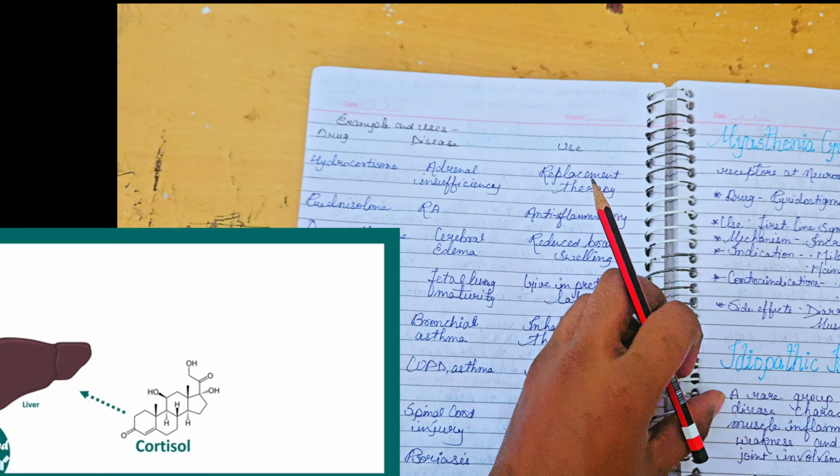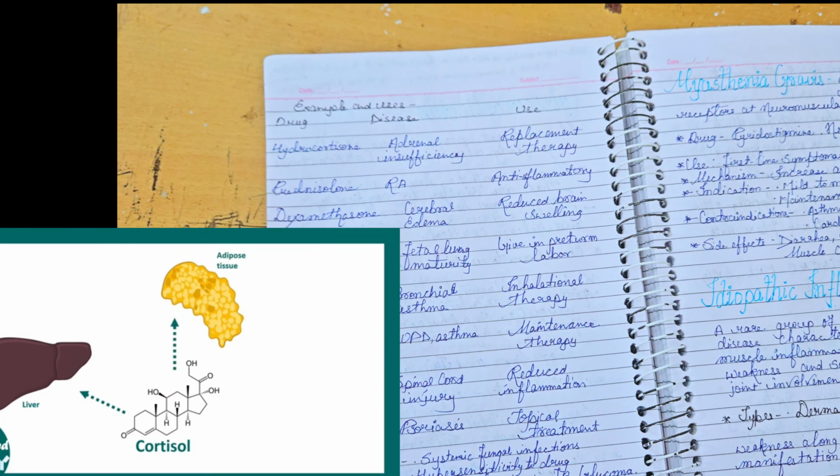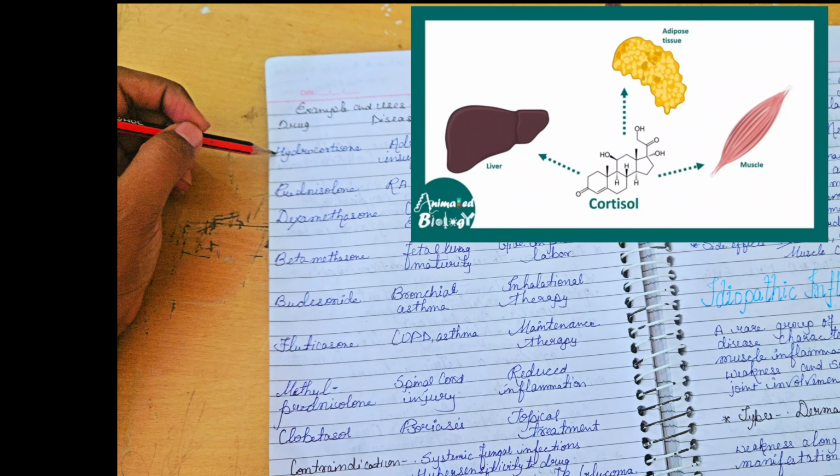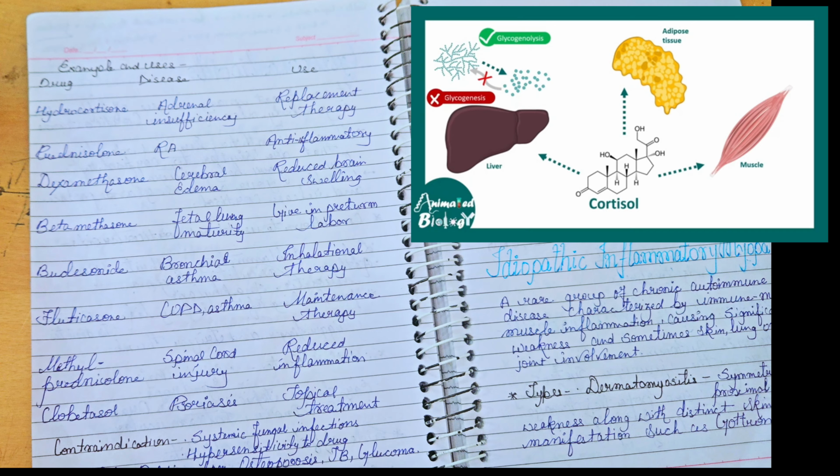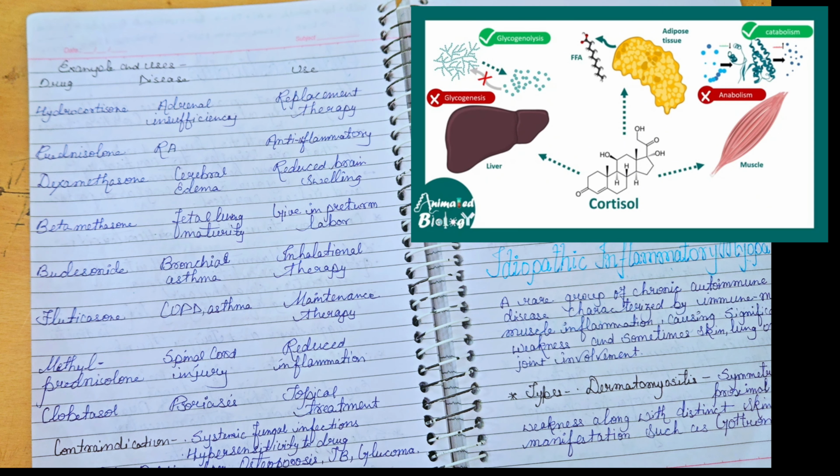Next are drugs and examples of glucocorticoids. The first drug is hydrocortisone. It is used in adrenal insufficiency, when the adrenal gland does not produce enough hormone. It is helpful to increase their action, as adrenal insufficiency replacement therapy. In any adrenal replacement therapy, hydrocortisone is given, and it reduces inflammation and pain.